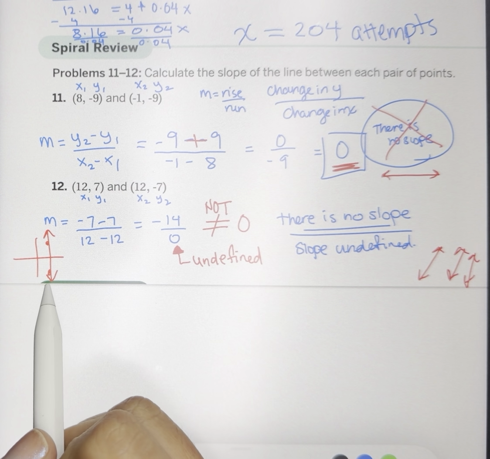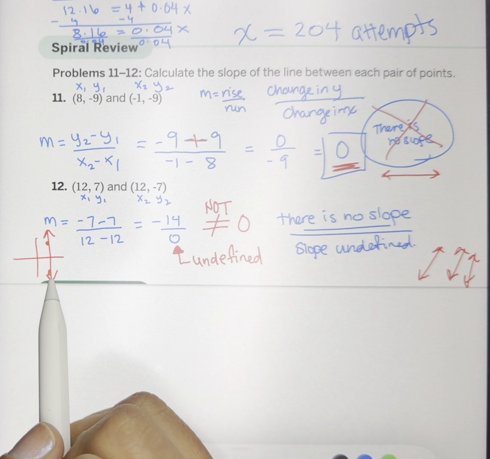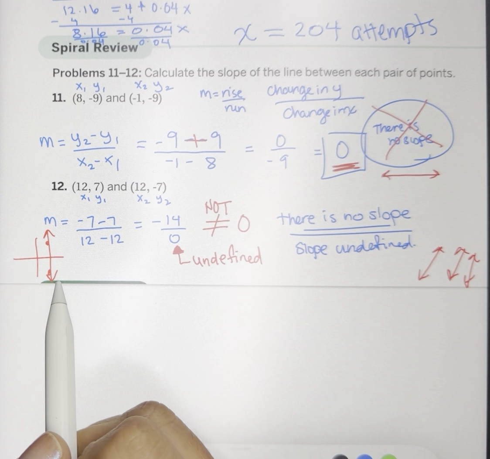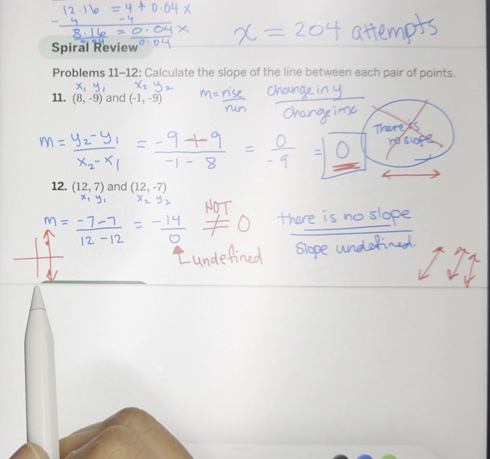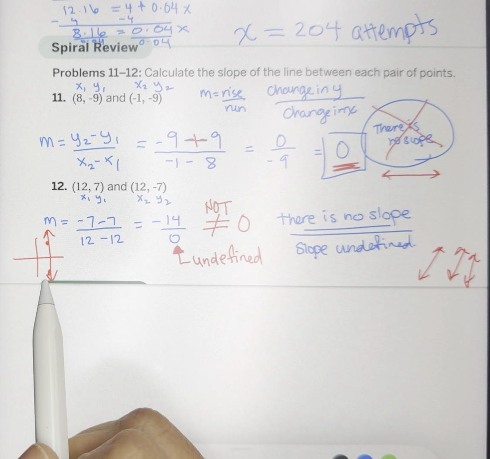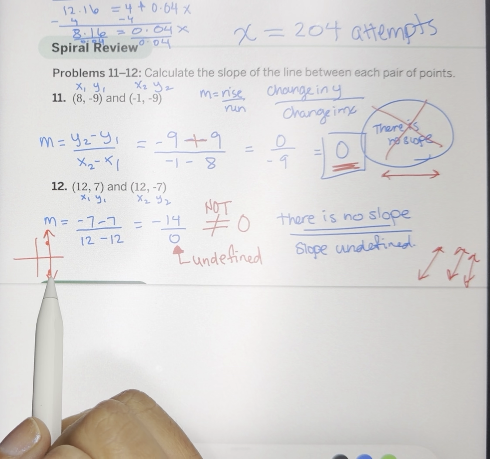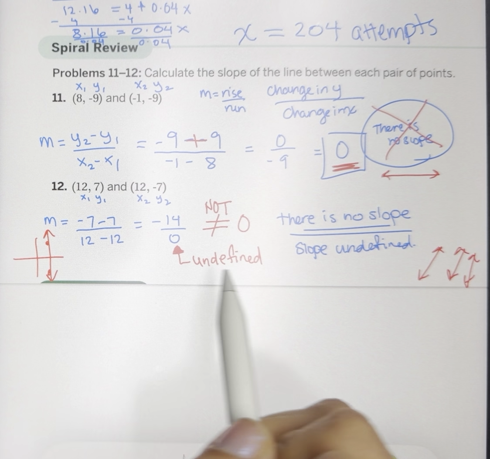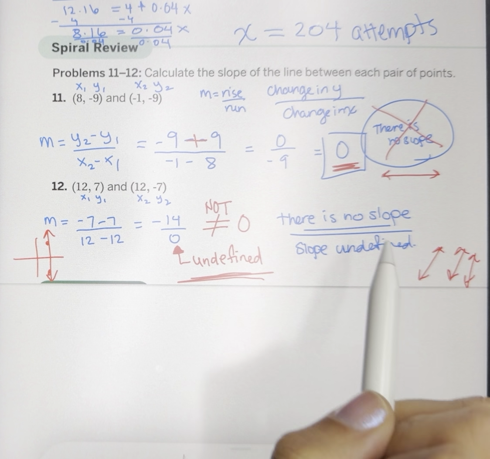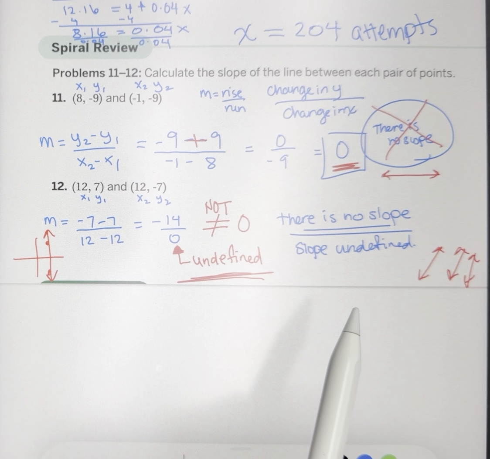But that line is as steep as it gets. It's just so steep. So how steep is it? Give me a number. 100? 200? 8,000? A million? Infinity? You cannot give me a number to measure the steepness of this line. So that's why we say it doesn't have a slope and it's undefined, okay?